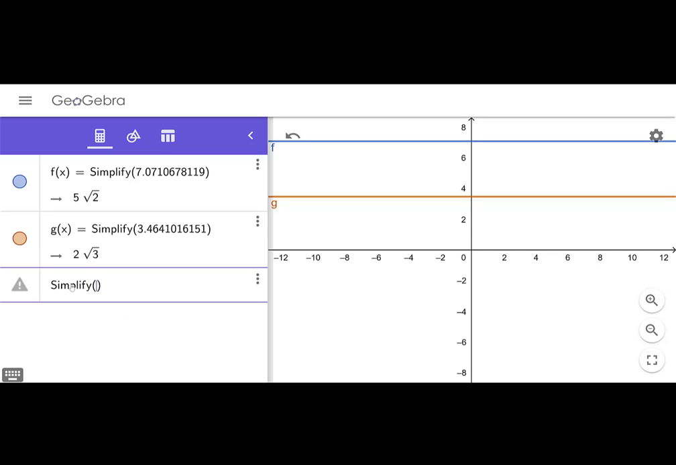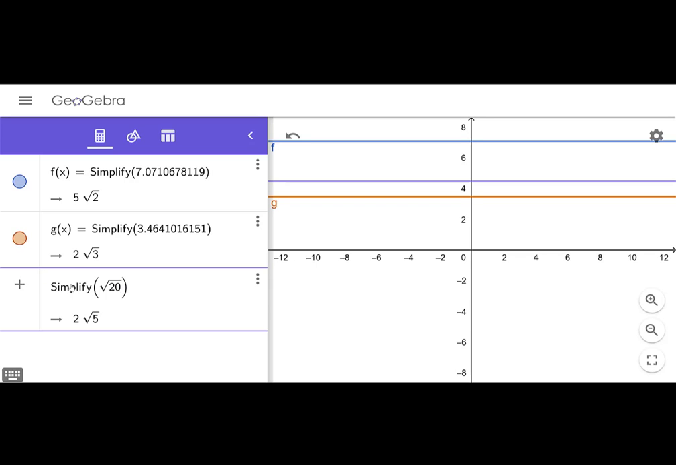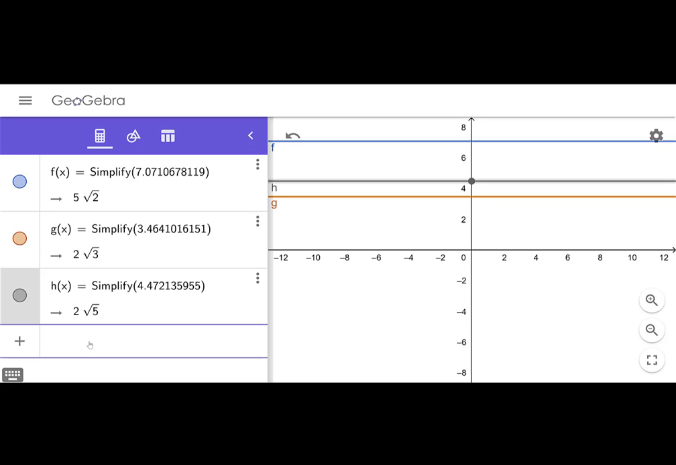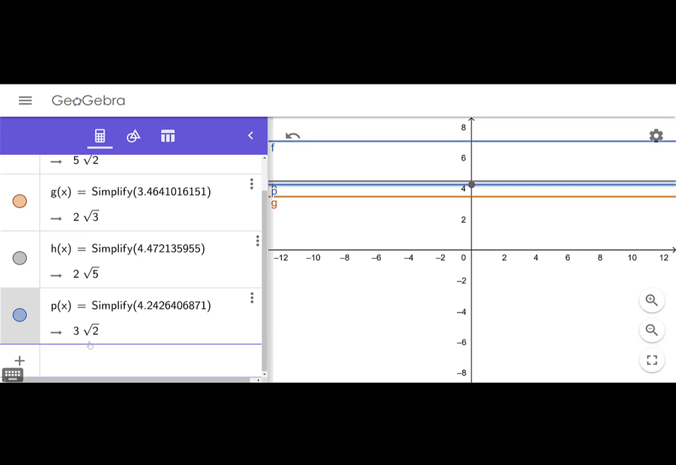Simplify. I'm going to try square root, and then I'll put a parenthesis, and it changes to a square root symbol. So square root of 20, and 2 radical 5 is my answer. So very nice. I like this little program here. Simplify the square root of 18, and we're done.